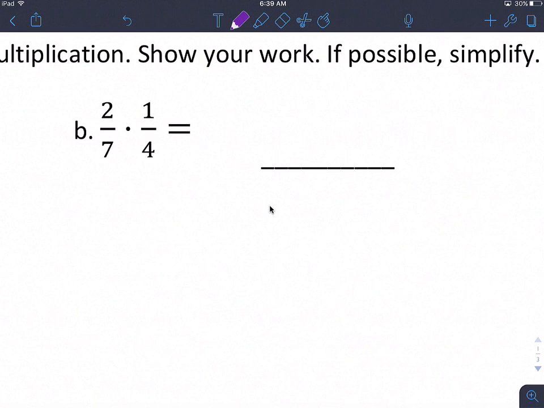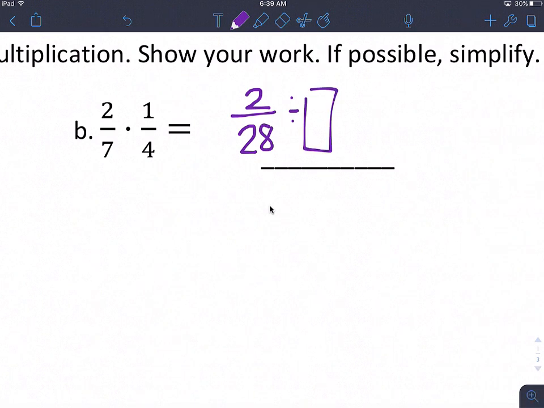All right. The next one, again, just multiply numerators, multiply denominators. So 2 times 1 is 2. 7 times 4 is 28. Now I want to simplify this because I can see right away that they're both even, so I know that they are both divisible by 2. So I'm going to divide by 2 over 2. 2 divided by 2 is 1, and 28 divided by 2 is 14.